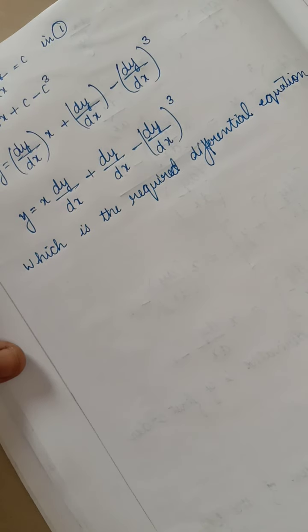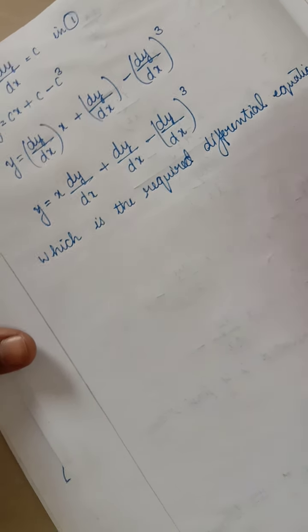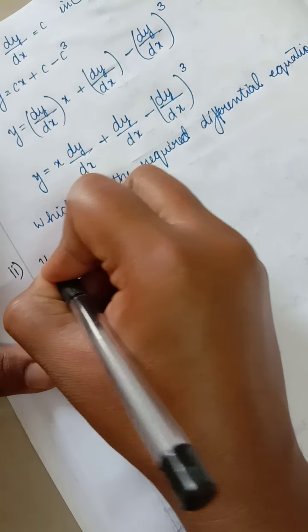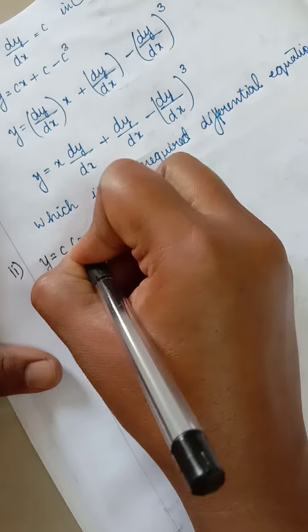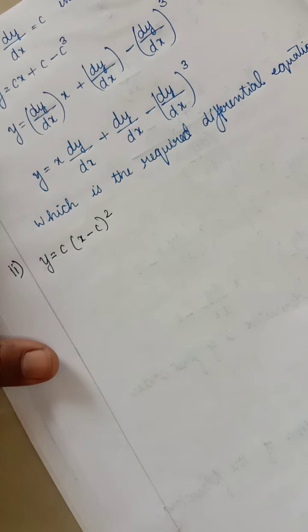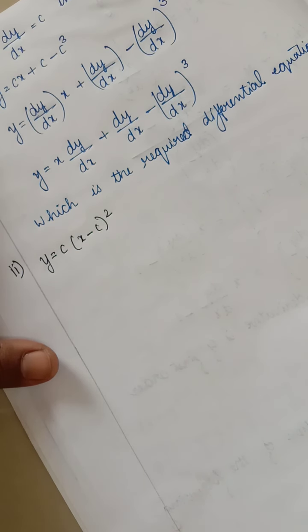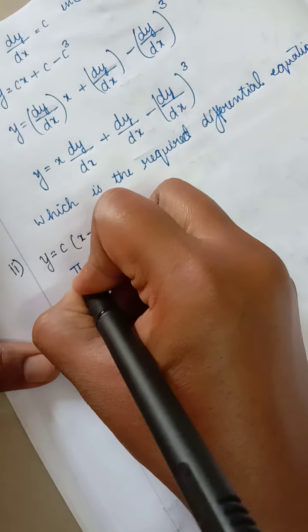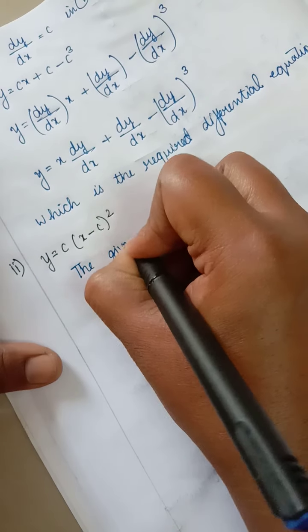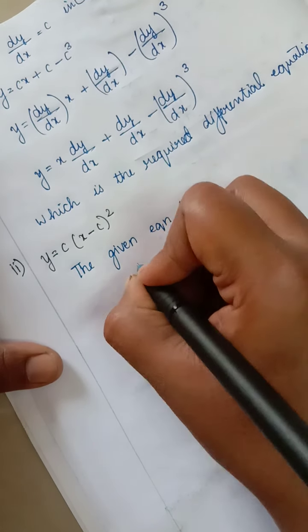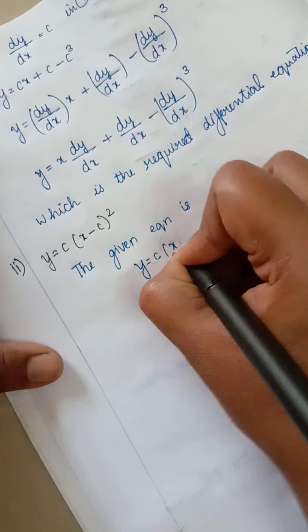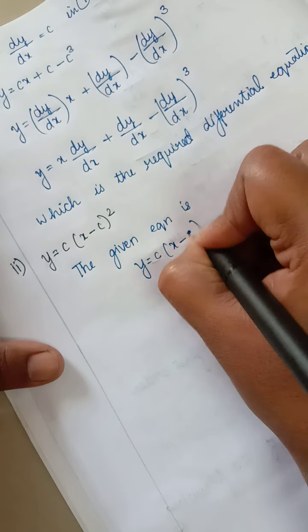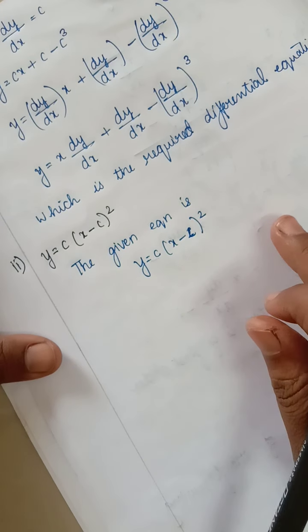So next one we are going to see is the second sum: y = c(x - c)^2. Okay, so the given equation is y = c(x - c)^2. So this is the given equation.